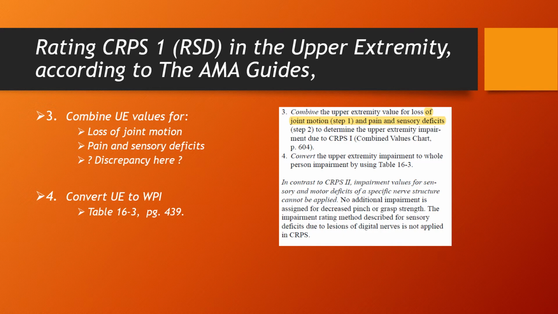So once you get those two values, you convert them to upper extremity to the whole person impairment, and that's found on page 439, table 16.3. Interesting, and also that they indicate in italics, in contrast to CRPS2, the impairment values for sensory and motor deficits of a specific nerve structure cannot be applied. So no additional impairment is assigned for a decreased pinch or grip strength or grasp strength. The impairment rating method described for sensory deficits due to lesions of the digital nerves is not applied in CRPS. Again, confusion.